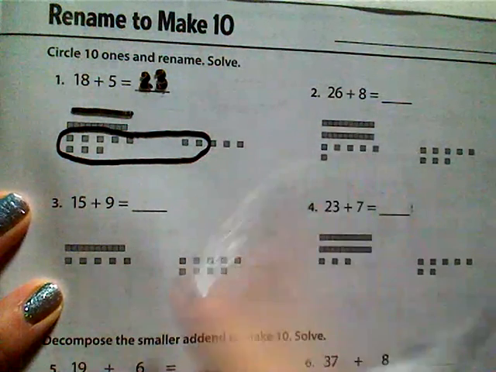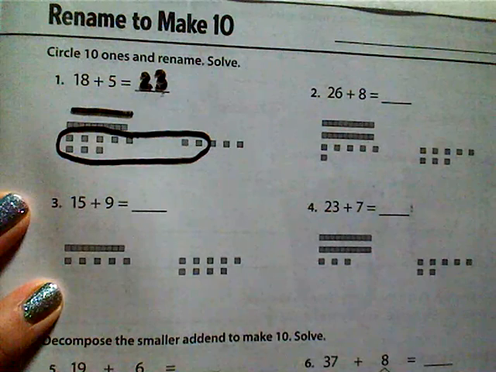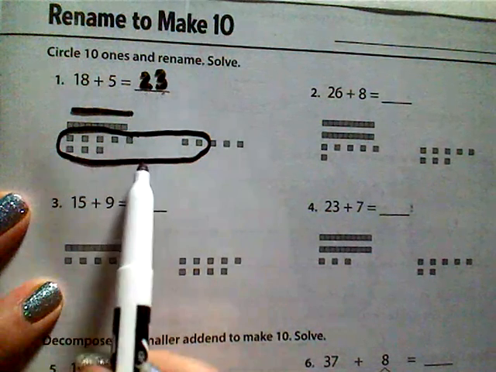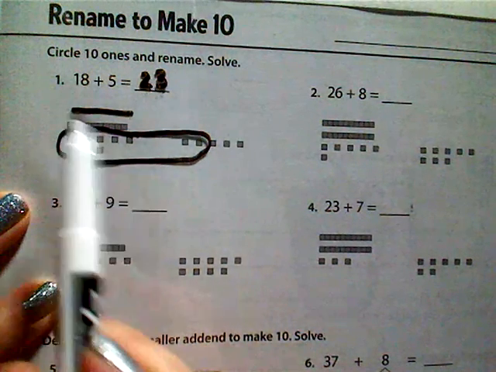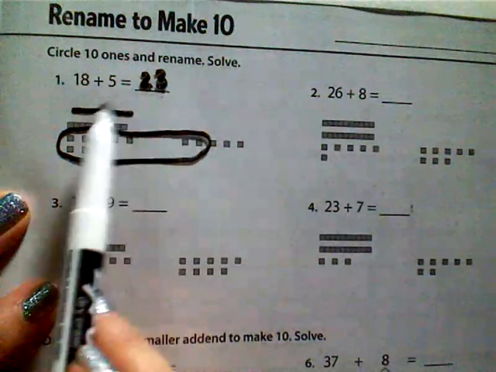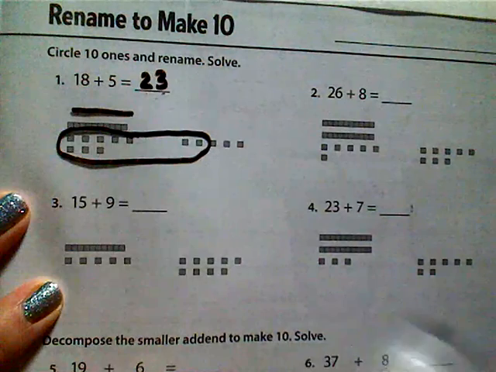Same thing you're going to do for number 2, 3, and 4. So if you need to, go ahead and pause this video, and finish those ones there. Again, you're going to circle to make your 10 ones, rename that by showing that as another 10, and then solve by counting to see what we have left.